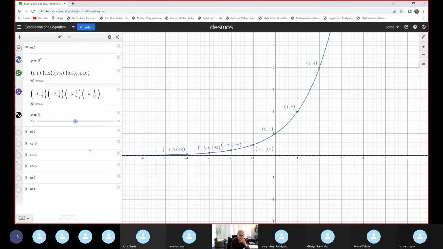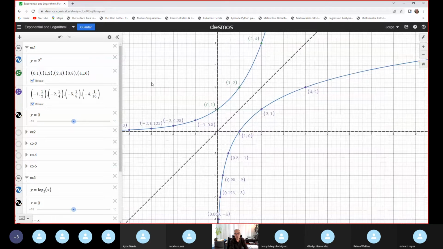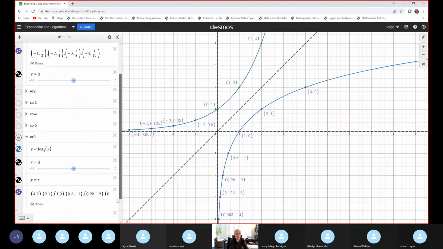Okay, clear. Now let's move on to the logarithmic of the same base. Wow, look at that. Let me review again. Logarithm of 1 is 0. Logarithm of 2, base 2, of course, we are talking about base 2. Look at the base.